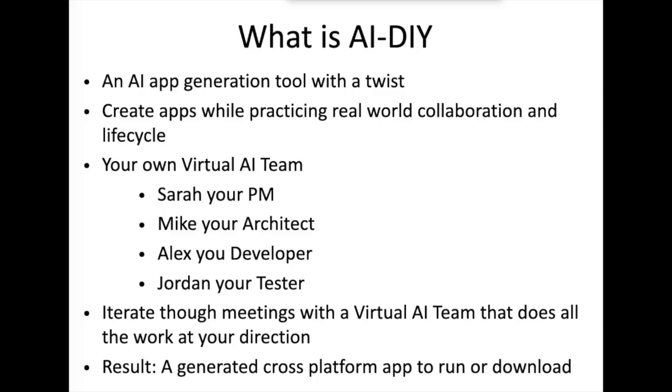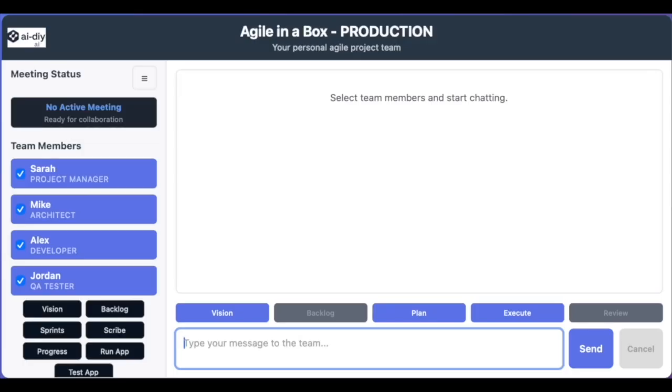Yeah, this is yet another AI generation tool, but this one has a twist. It creates the apps while practicing real-world collaboration, a life cycle. You have your own virtual team. You have your PM, Sarah, Mike's your architect, Alex your developer, and Jordan's your tester, and you get to work with them. You iterate through meetings with your team and develop a cross-platform generated app just the way you want it.